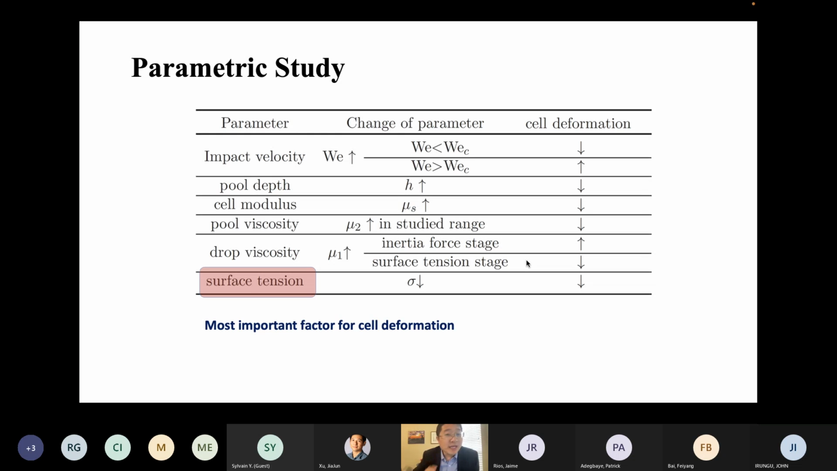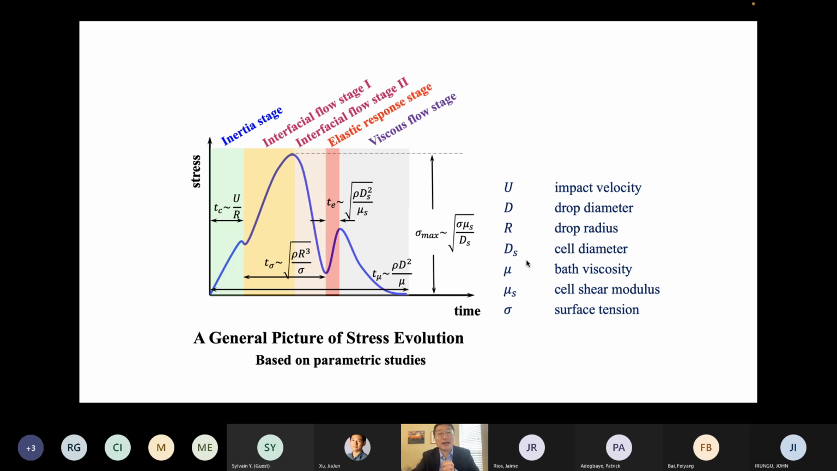Based on this detailed study, I'm not going to show all the details. We did more than 100 simulations to identify different conditions. Based on the 100 simulations, we actually find a general picture for inkjet bioprinting. We identify that we have an inertial stage in the beginning. The time is around U over R.